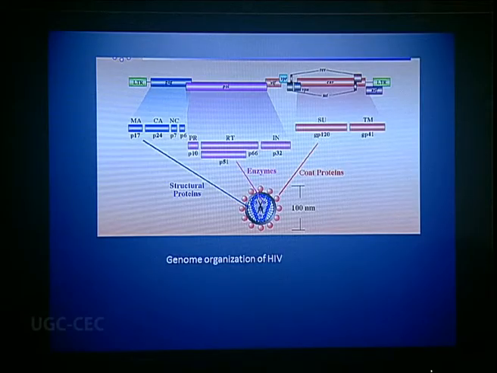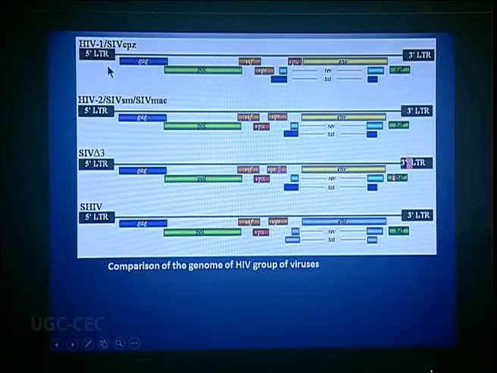But going back, this is the typical genomic organization where there are the structural protein producing genes, the enzyme producing genes and the coat protein. You can clearly see GAG produces structural protein, POL produces the different enzymes, and the coat protein is produced by the ENV gene. So this gene pattern is more or less constant, but it varies in length when I consider HIV-1 and HIV-2 separately.